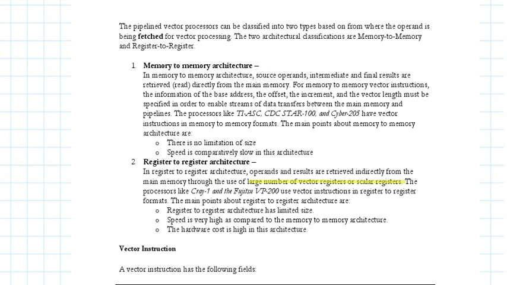That means in memory to memory architecture, you don't have any kind of intermediary. From main memory directly you go to the processor. But in register to register architecture, there are intermediary vector registers. Then you can think of these vector registers as if they are doing some kind of caching.